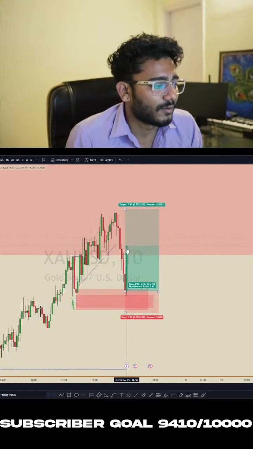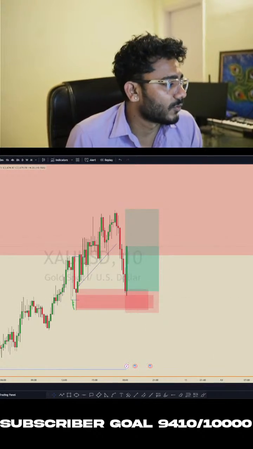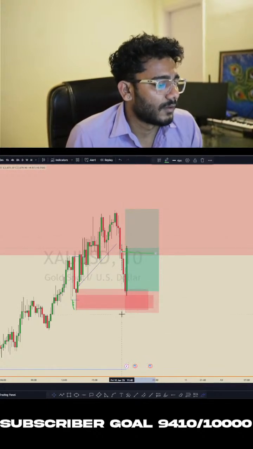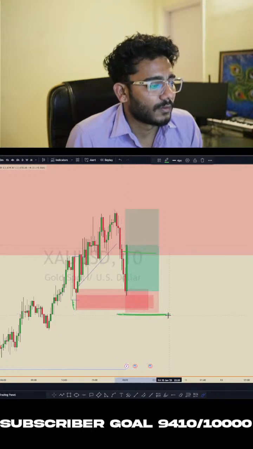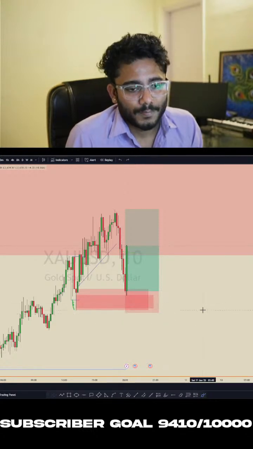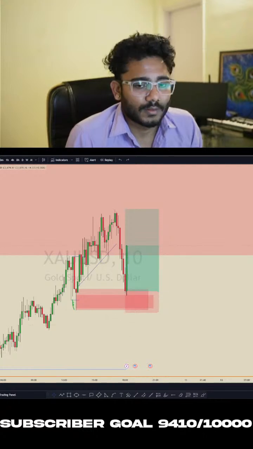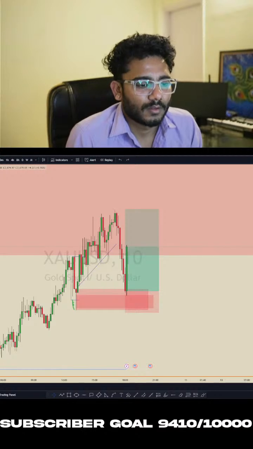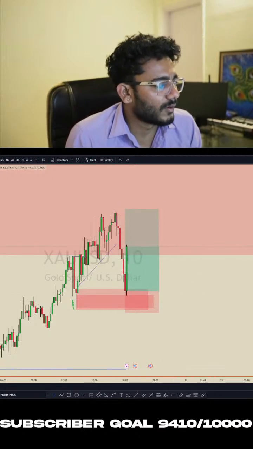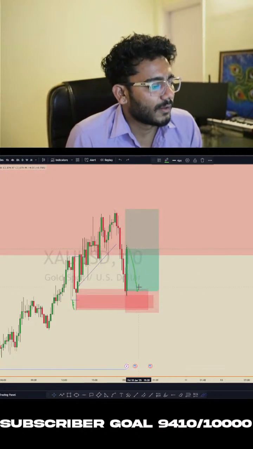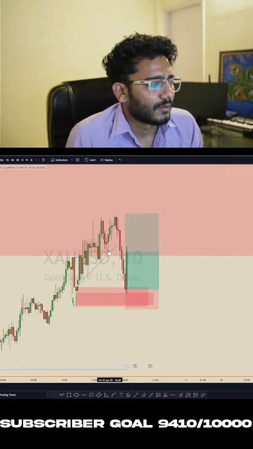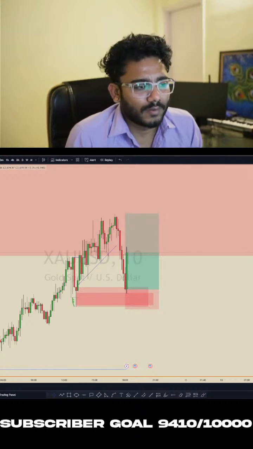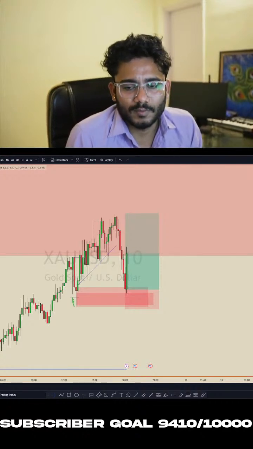So don't enter here. If you enter here, where will you put your stop loss? Below this, and the low will be over here. So what is your advantage over the price over here? Nothing. You're just entering at 1 is to 1. If price does not go in your favor, then you will try to buy here again. Then price will continue to the downside. So here, even if you get 1 is to 1, if you exit 50% of the position or 30% of the position on 1 is to 1, you're still in profit, right?